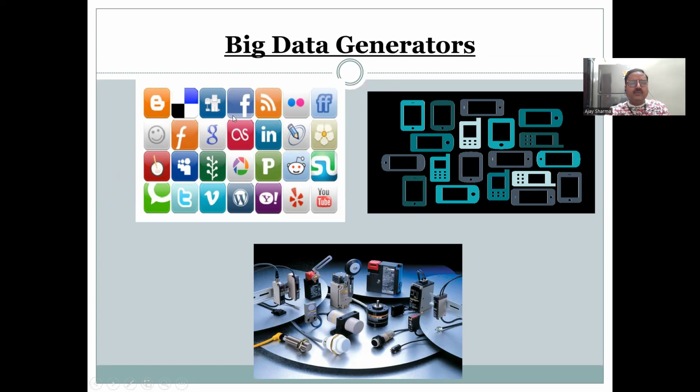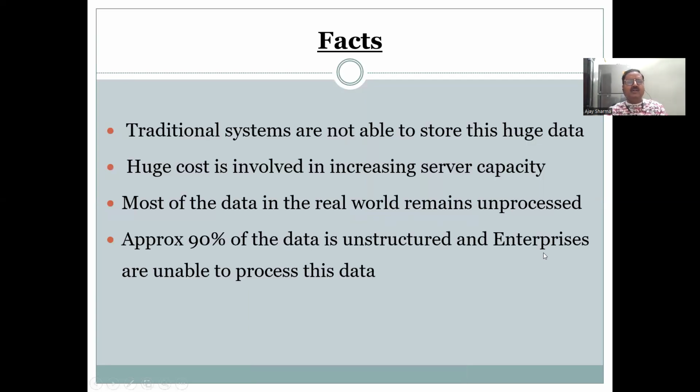I'm aware most of you are already familiar with all these symbols that you see on your screen right now. So the facts in front of us are that the traditional systems are not able to store this huge data, and a huge cost is involved in increasing the server capacity. If we really need to store this data, we need to increase the server capacity. And most of the data in the real world remains unprocessed. Approximately 90% of this data is unstructured, and enterprises are unable to process this data.